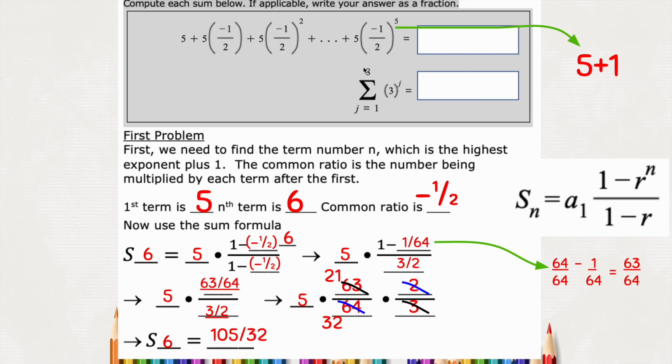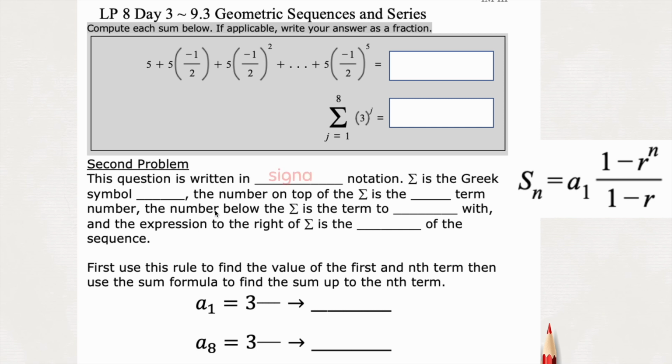Let's look at the second problem. So the second problem is written in what we call sigma notation. So we have this big giant kind of funny looking E, and this E symbol is the Greek symbol for sum. The number on top of the E is the nth term. So that's a little 8. So 8 is our nth term. That's the term that we're going to add up to.